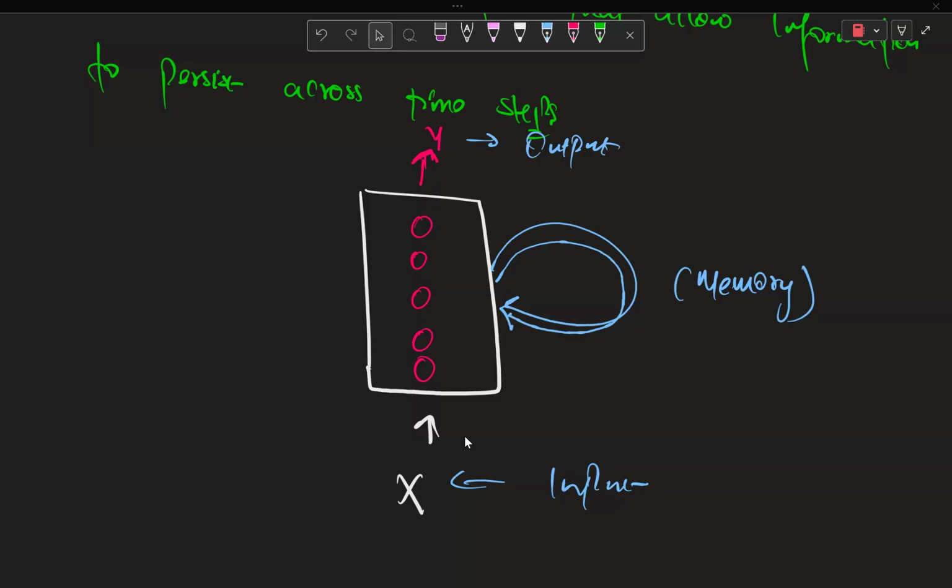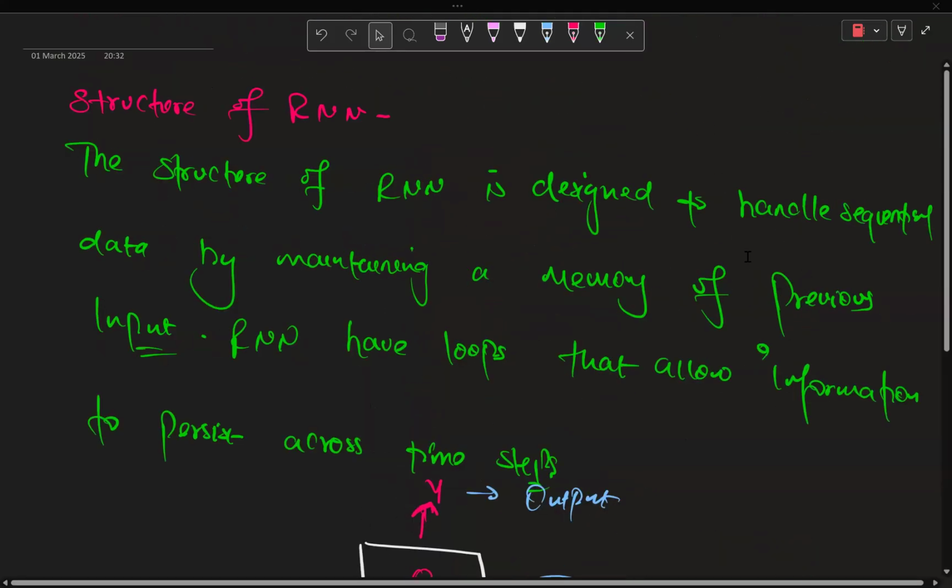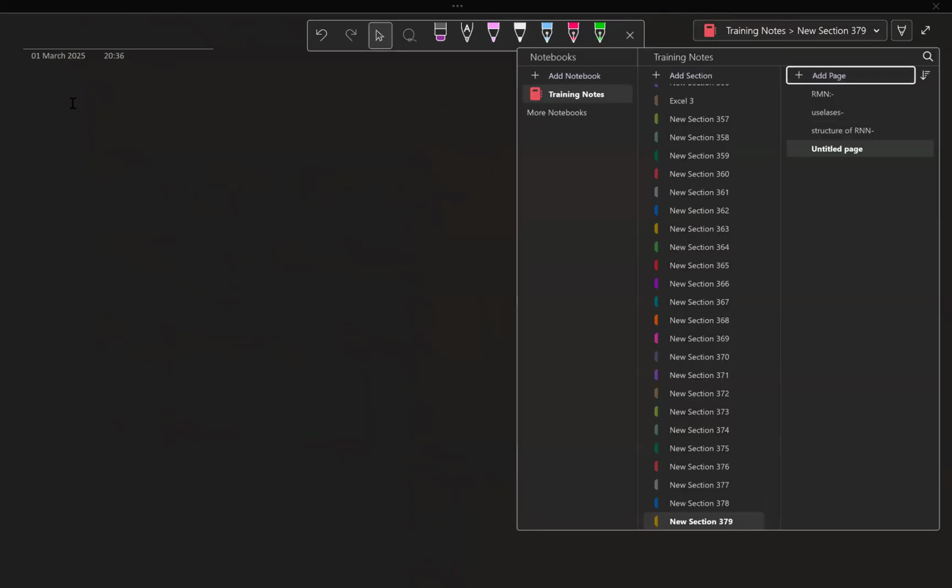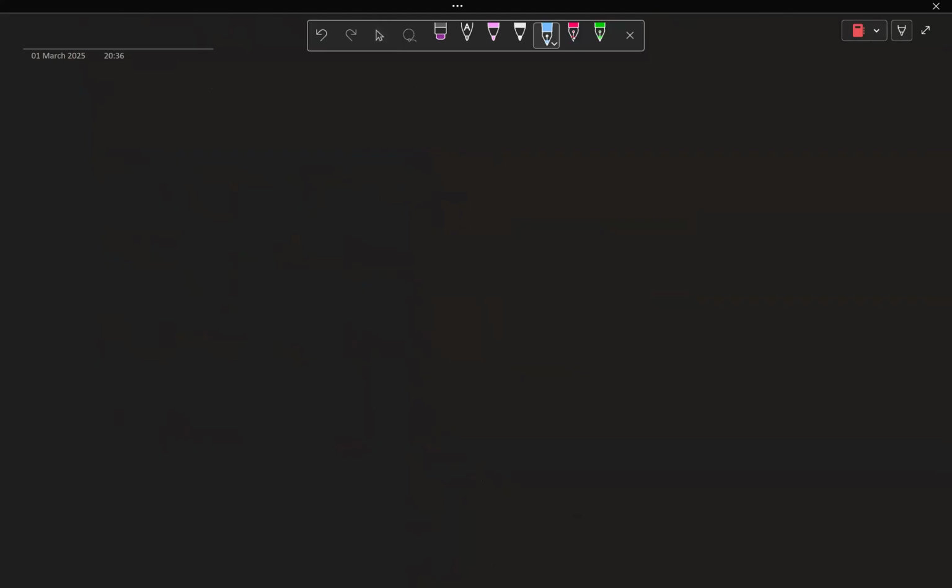So it's called the vanishing gradient problem. I hope you must have heard this word already. Vanishing gradient problem. Yes, I'll discuss it once again here. Problem with the RNN.